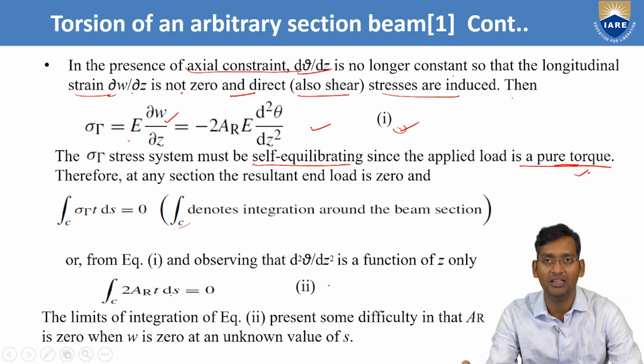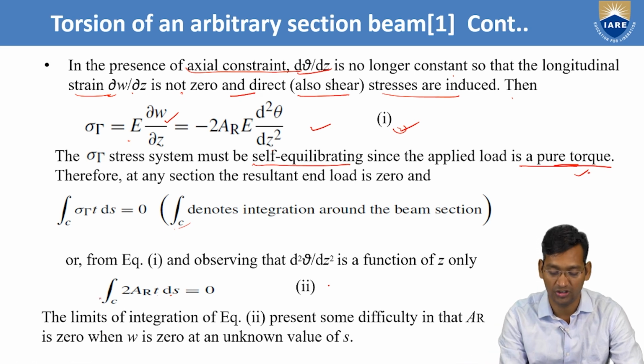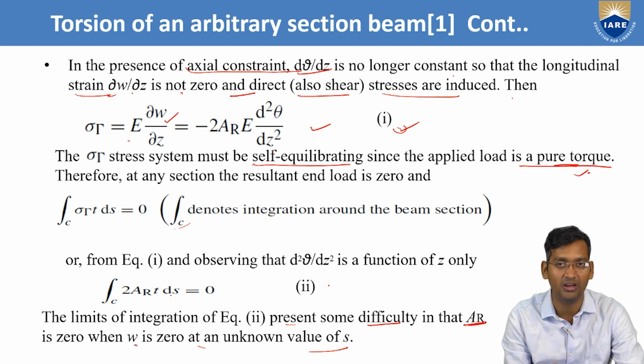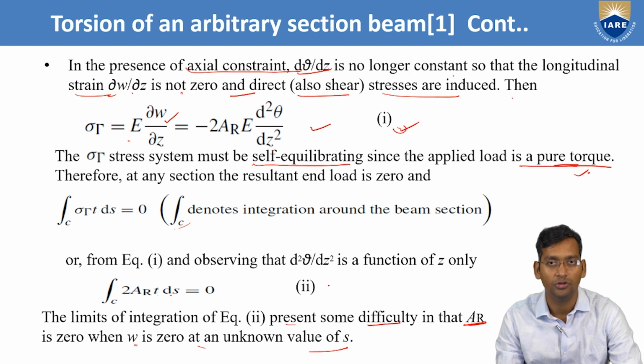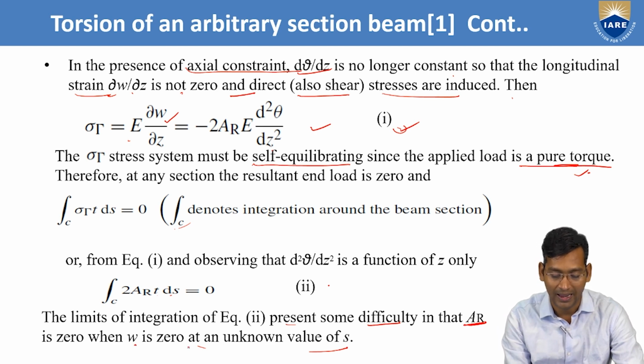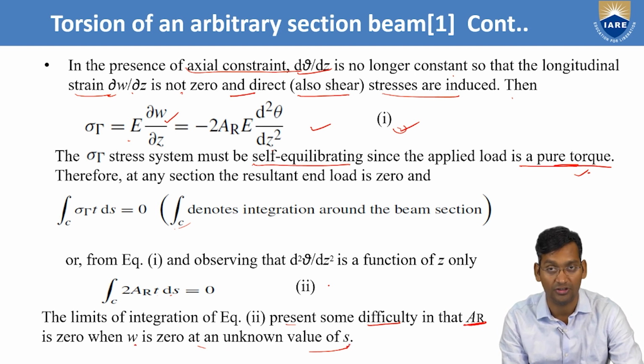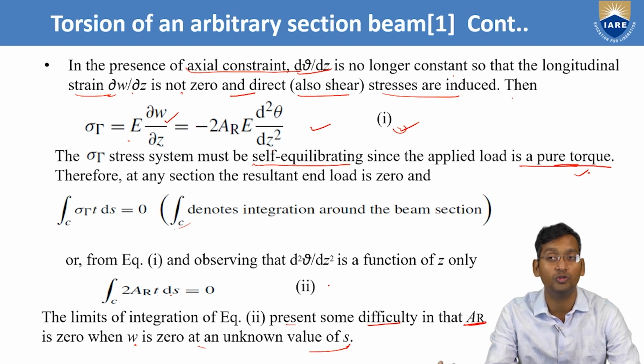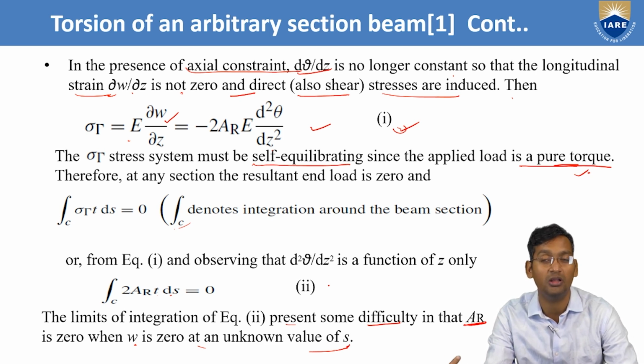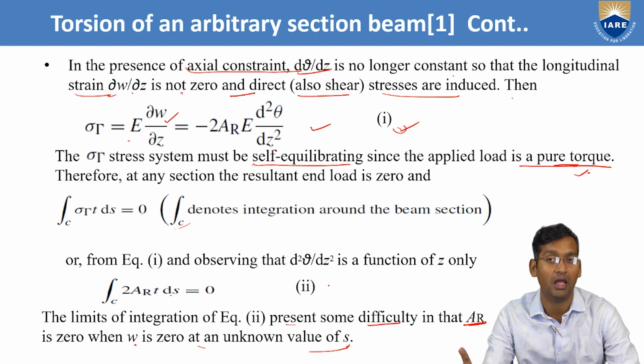The limits of integration of equation 2 present some difficulties in that AR is 0 when W is 0 at an unknown value of S. What is the difficulty? AR is 0 when warping is 0, so what will the limit be at that time? An unknown value of S. Even though S is unknown, AR is 0 when W is 0. But that should not be the case, and S should be known or constant.